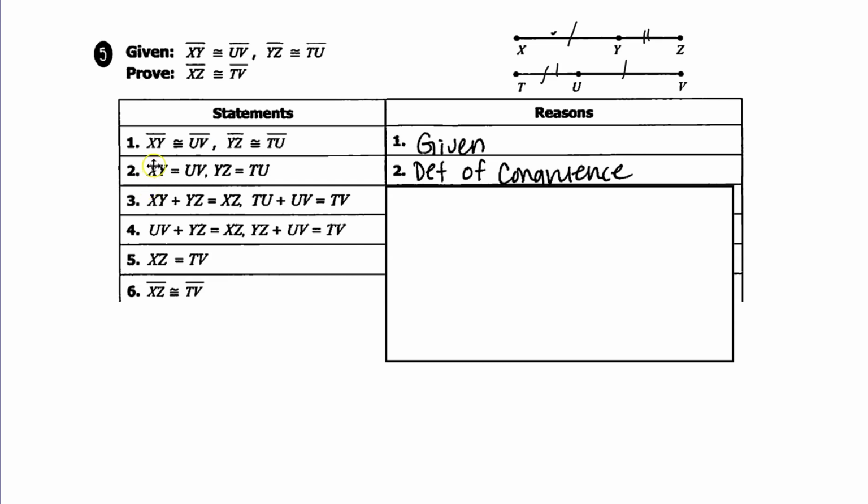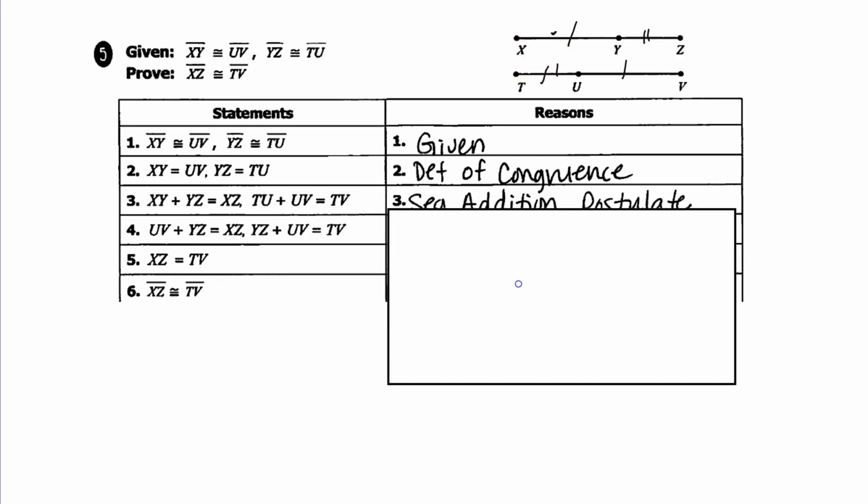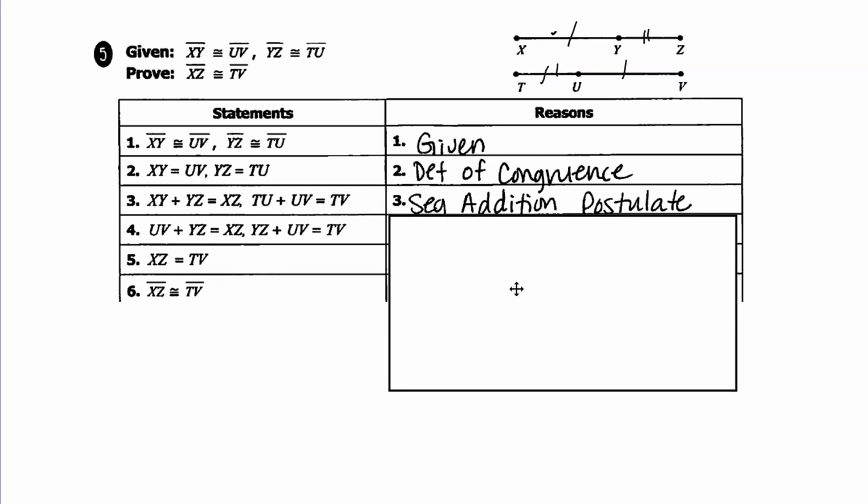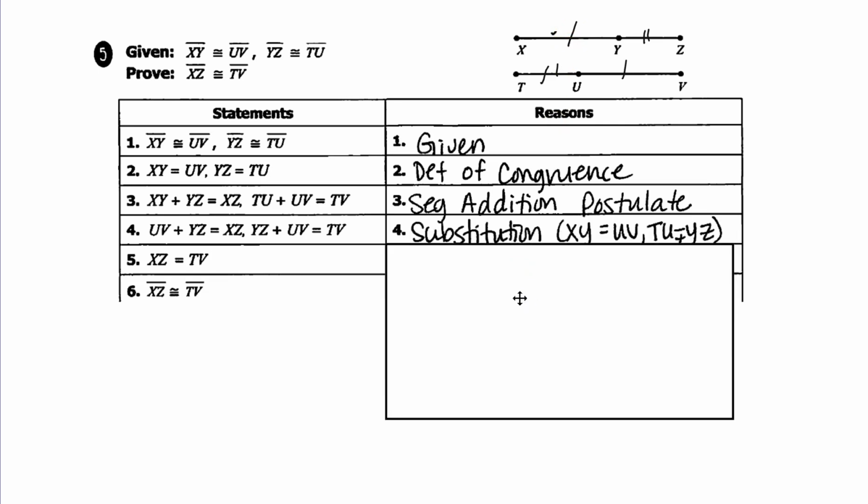Then it says that XY plus YZ is going to equal XZ. Well, let's look at it. XY plus YZ equals XZ. That's addition, right? The segment addition, same thing here. Then it says that UV plus YZ is going to equal XZ, right? Because this plus this is going to equal this line because UV and XY are the same, right? So all we're doing is substituting things.